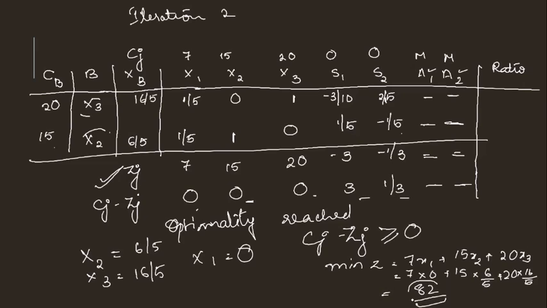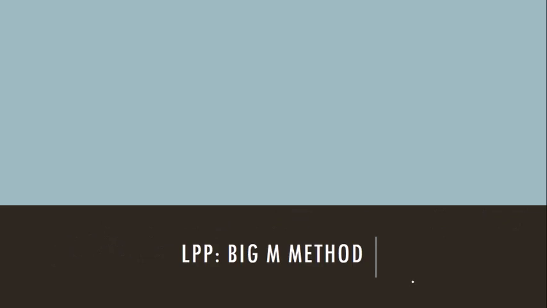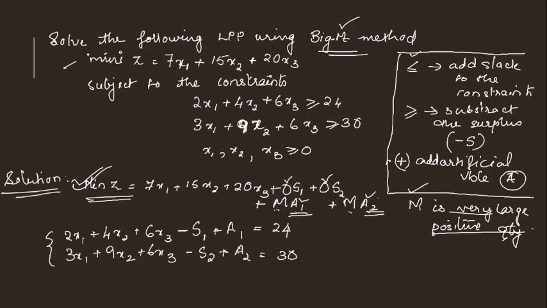So this is your final answer, and I hope you have understood the problem, and see that we have done this for a minimization problem. The same method, the same Big M method, can be done for a maximization problem also. Regarding that, we will do another video.